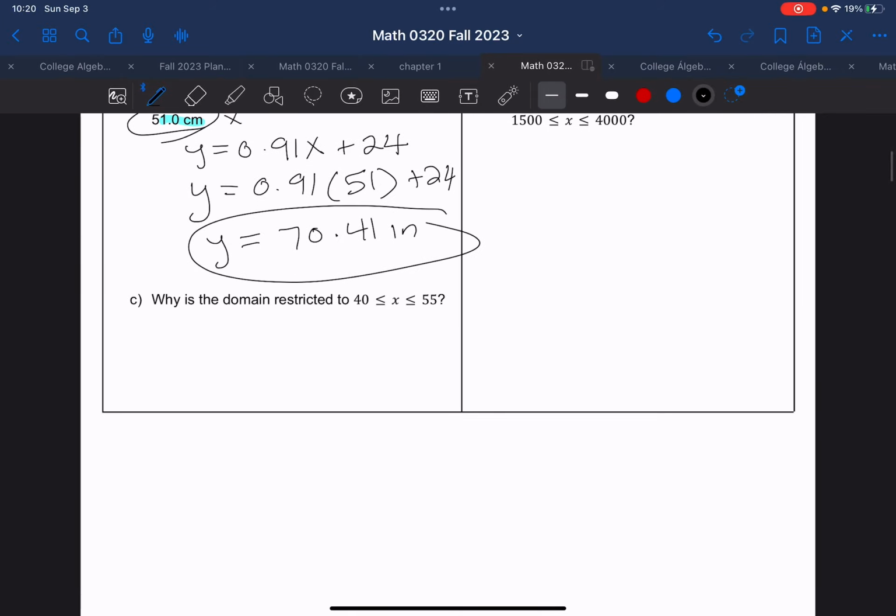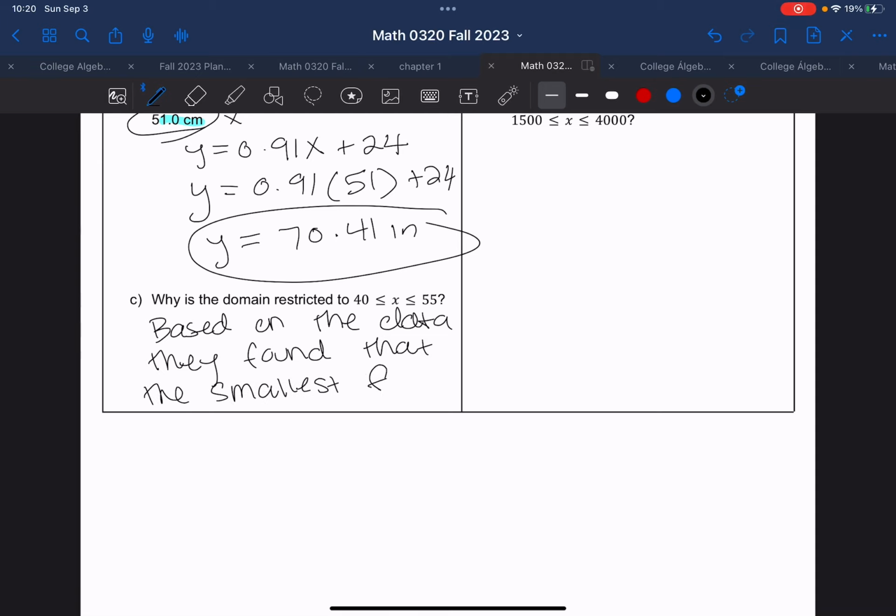So we would say that based on the data, they found that the smallest femur was 40 centimeters and the largest 55 centimeters. Again, we're just taking the knowledge that we know and interpreting that domain.